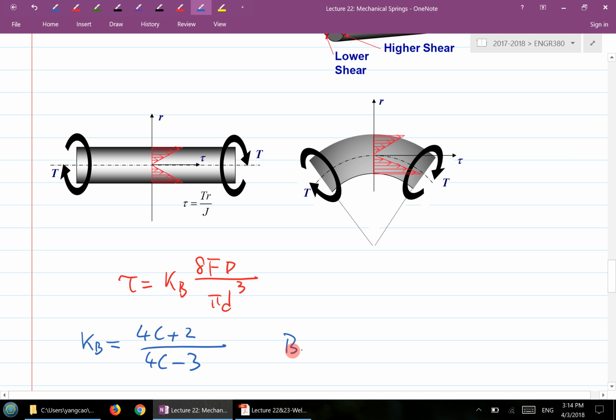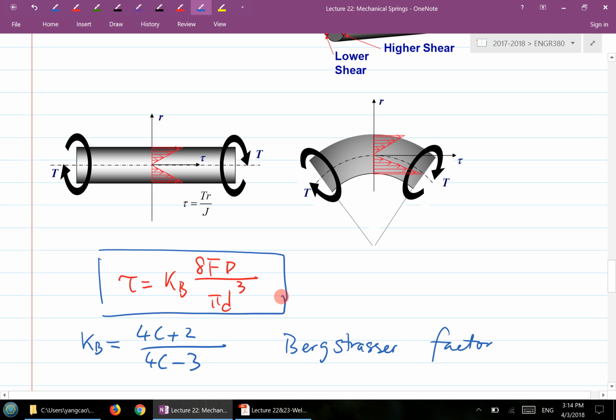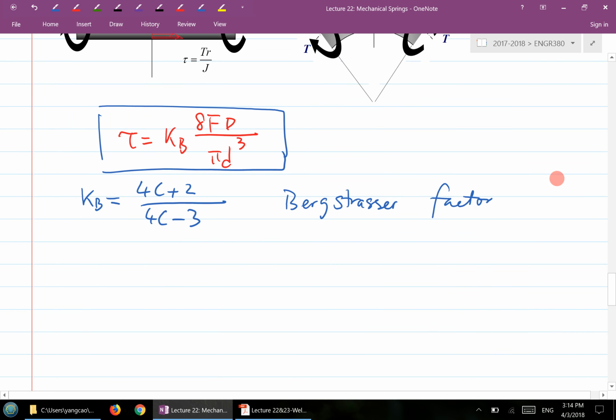The Kb is called the Bergsträsser factor. So basically, we're going to calculate our stress for the spring using this formula in the next few steps. Okay, so this is the stress. And there's one more thing in here, and then we'll talk about strains. Maybe we'll just stop after this one more here.